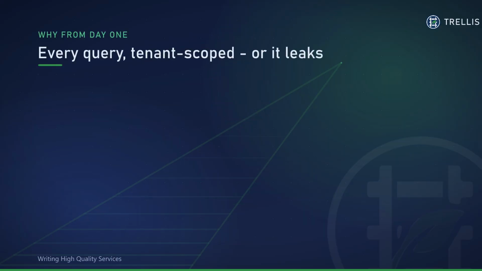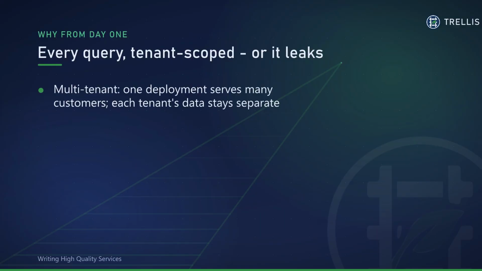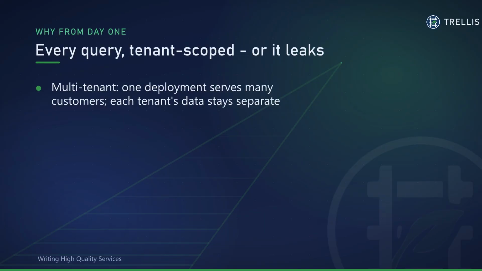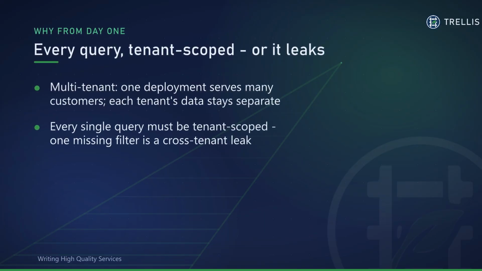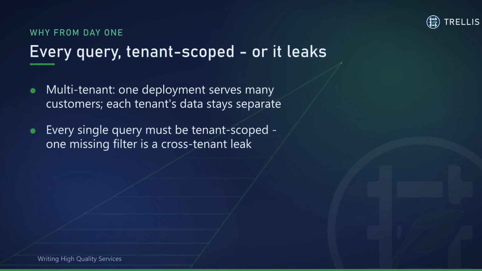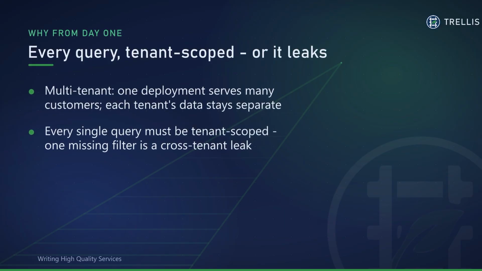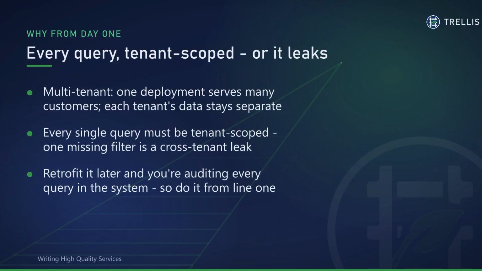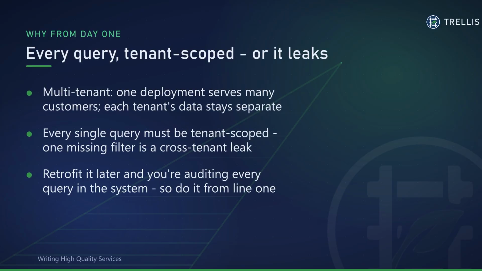Let's define it. A multi-tenant system is one deployment that serves many customers. We call them tenants, and each tenant's data must stay separate from every other's. The core discipline is brutal in its simplicity. Every single query has to be scoped to the current tenant. Miss the tenant filter on just one query, and you've got a cross-tenant leak, one customer seeing another's data. And here's why you do it from line one. Retrofit tenancy later, and you're stuck auditing every query in the entire system, hoping you didn't miss one. Build it in from the start, and it's simply how the system works.